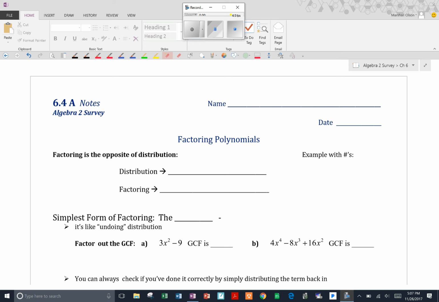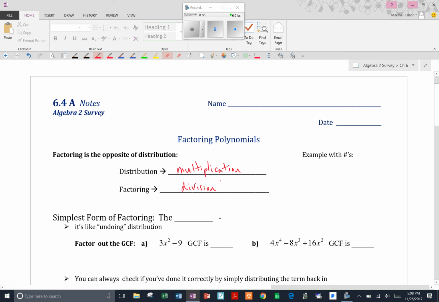Okay, we're going to do our first lesson today on factoring. So far, we've done multiplication and distribution of polynomials. And when we do the double distribution, sometimes we call that foiling. Factoring is just the opposite of that, or undoing that multiplication. So distribution is like multiplication, where factoring is like division.